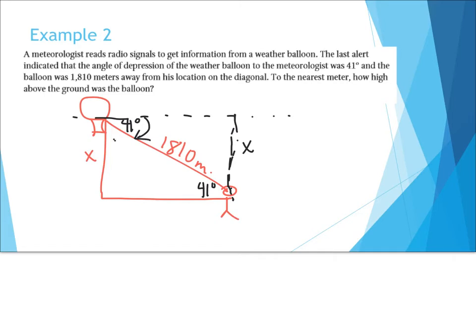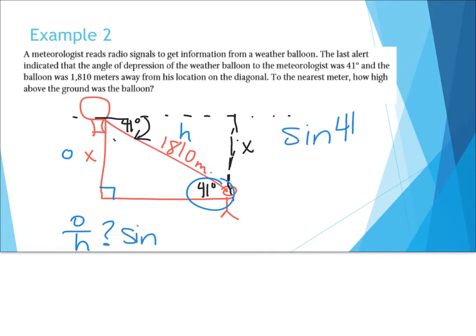So if I put my finger sitting at 41 degrees, I'm working with, this is the opposite side, and this is the hypotenuse. So who uses O and H? Sine does. So I want to do the sine of 41 degrees equals O over H, so that would be X over 1,810. Now we're solving for a missing side, so this is where you turn it into a proportion.